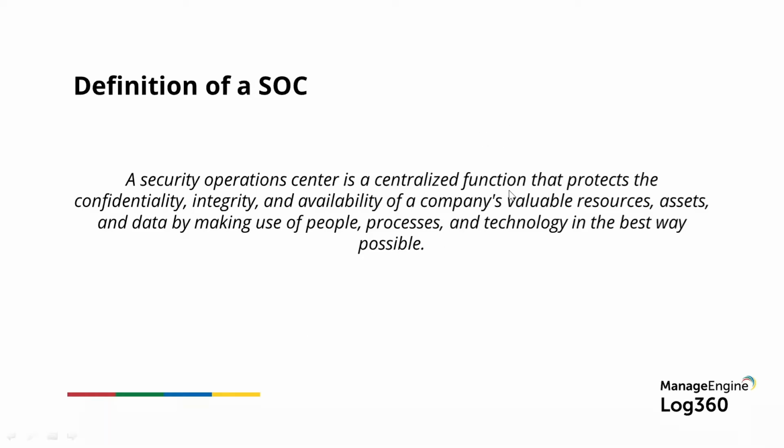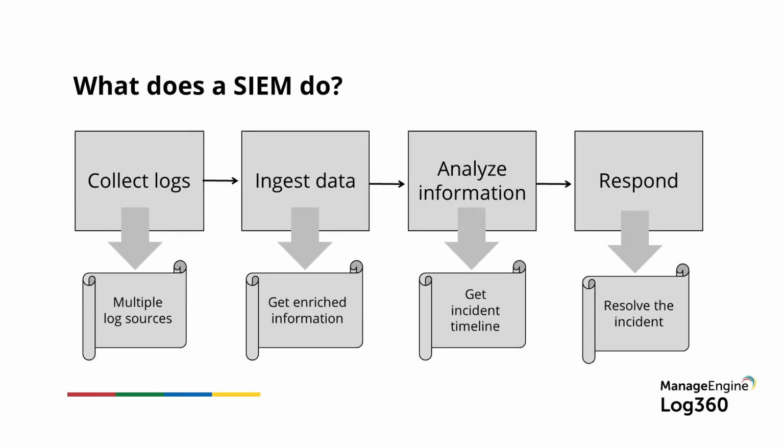But let's break it down a bit and see what exactly you need to do to achieve all of this. Well, it turns out that there are four main things that you need to do efficiently with a SIEM solution. And these are: point number one, collect logs. Second, ingest these logs. Third, detect and analyze threats, and finally, respond to these threats.